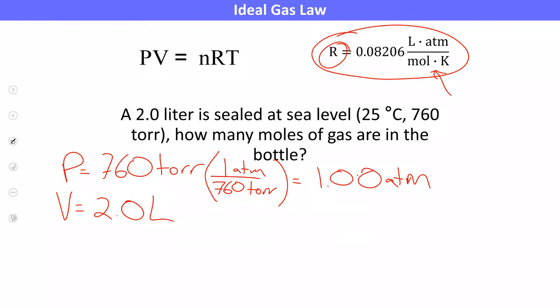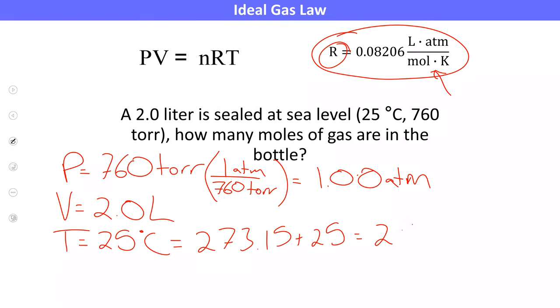Volume is 2.0 liters. We're already good on our volume unit, right? Temperature is given in Celsius. To put it in Kelvin, we have to add 273.15 and then round to the ones place, because that's where our uncertainty is. So we get 273.15 plus 25, 298 Kelvin. So we know pressure, we know volume, we know temperature, we know R.